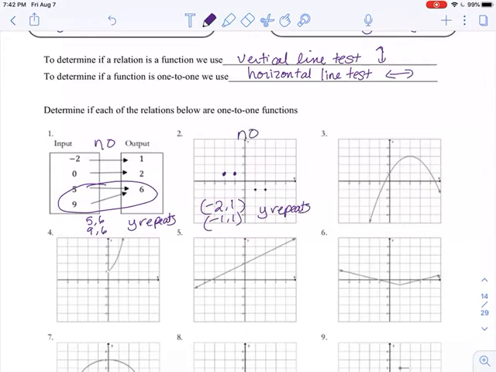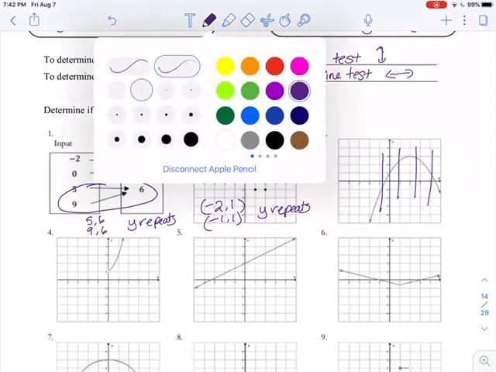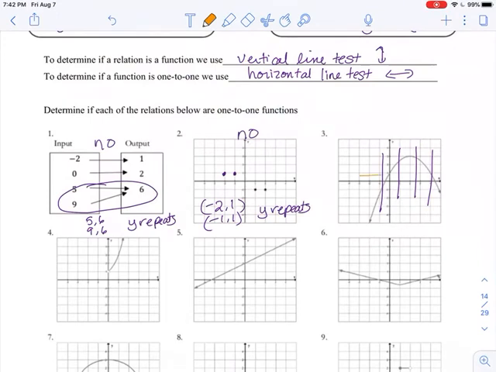For this one right here, I am going to see if it's a function because it passes the vertical line test. Here are my vertical lines. But now let's see if it passes the horizontal line test. I'll pick a different color. Horizontal line. There are 2 points. There are 2 y's. Okay, so my answer is no. This is not a one-to-one function. It fails the horizontal line test. Okay, there's the point 0, 1, and there's the point 4, 1. My y's are repeating.